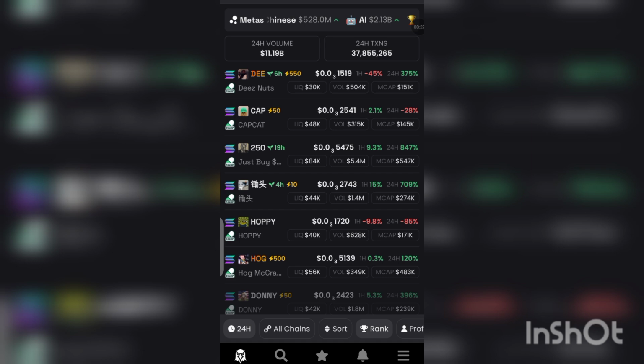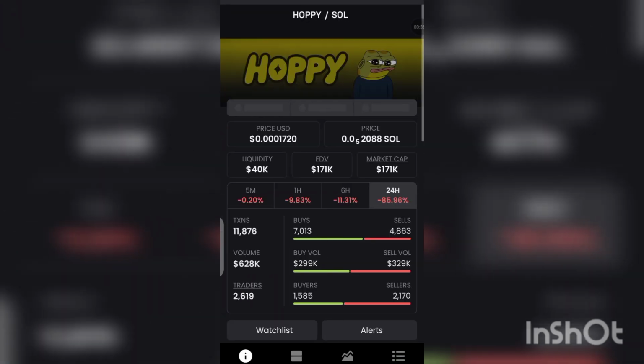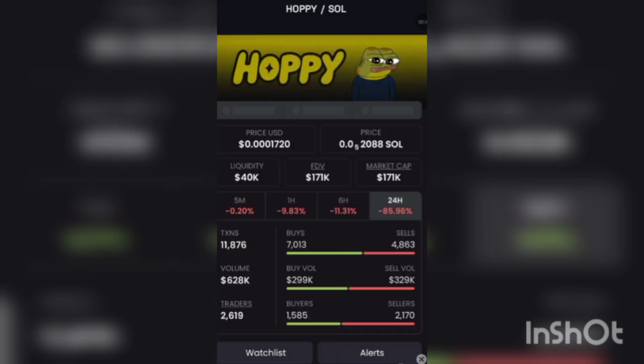If you take a look at this coin called Hopi, it is being sold for 0.00017, which is very cheap. But we are going to go to the second exchange, where you can actually buy this coin even lower.